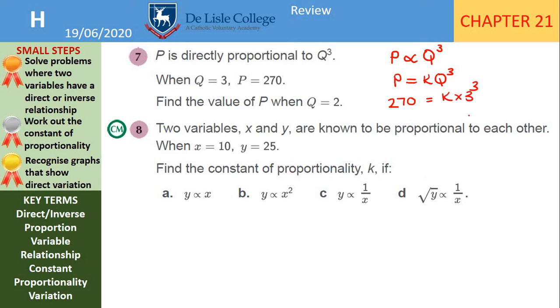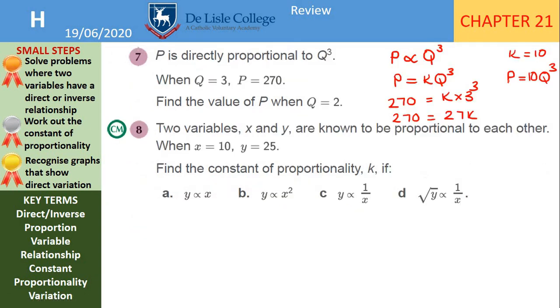Now we know 3 cubed is 27. Oops, not 2 to the power 7, 27. So 270 is equal to 27k. So 270 divided by 27 will give me 10. So k is equal to 10. So I've got that p equals 10q cubed. So that's my formula.